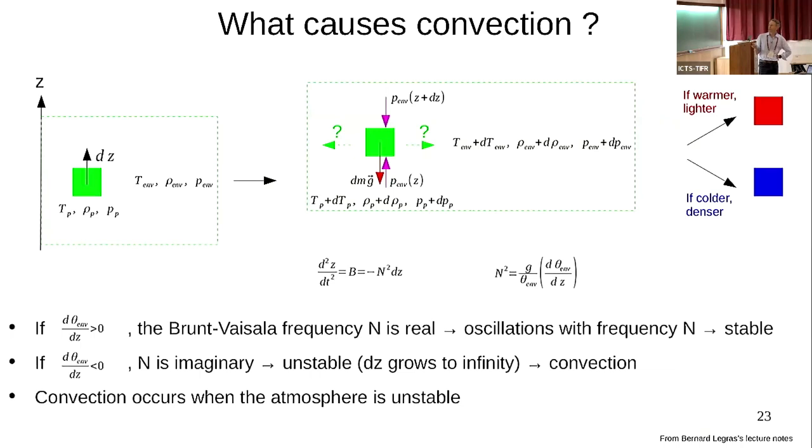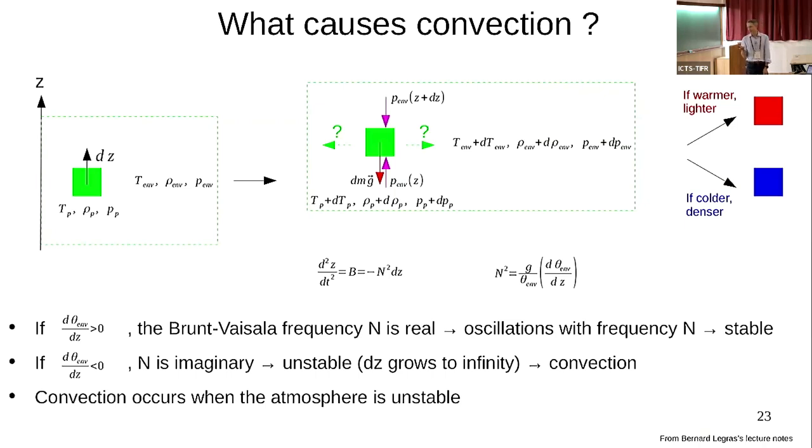Okay, so that's what we have. If I summarize, the acceleration of the parcel is the buoyancy, and it's minus N squared dz, and this is the definition of N squared. If the derivative of the potential temperature of the environment is positive, then we have a real frequency, and so we have oscillations with frequency N. If I displace the parcel a little bit, it will go back down and oscillate very gently. So this is stable, and we have no convection.